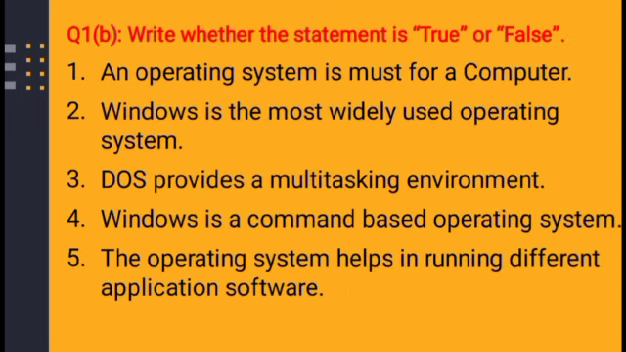Then question number 1, part B. Write whether the statement is true or false. Number 1. An operating system is must for a computer. Number 2. Windows is the most widely used operating system. Number 3. DOS provides a multitasking environment. Number 4. Windows is a command-based operating system. Number 5. The operating system helps in running different application software.